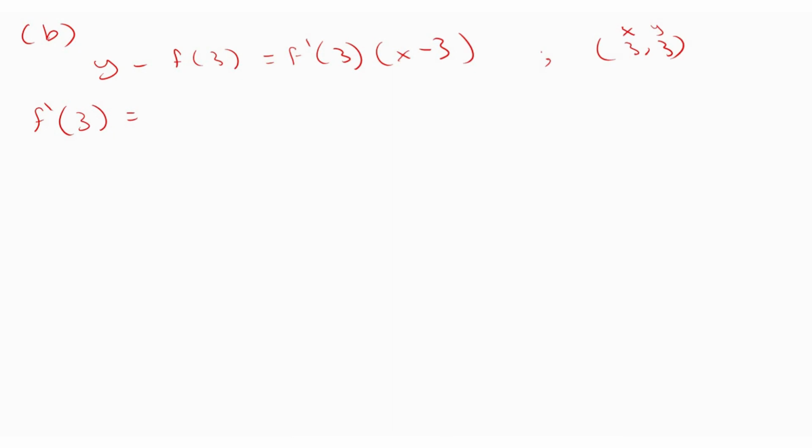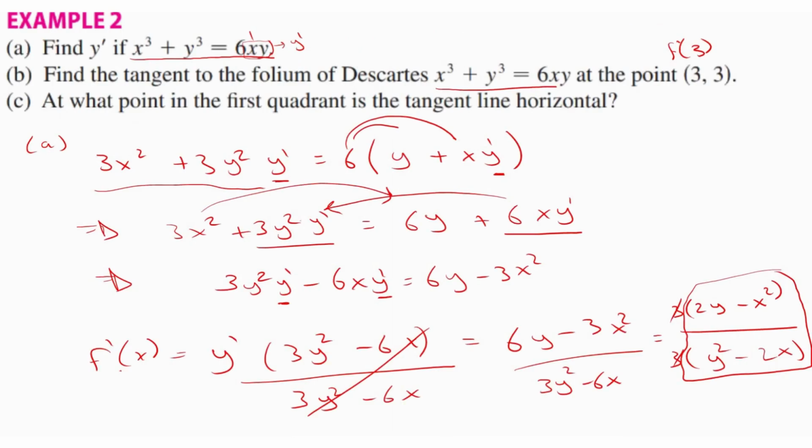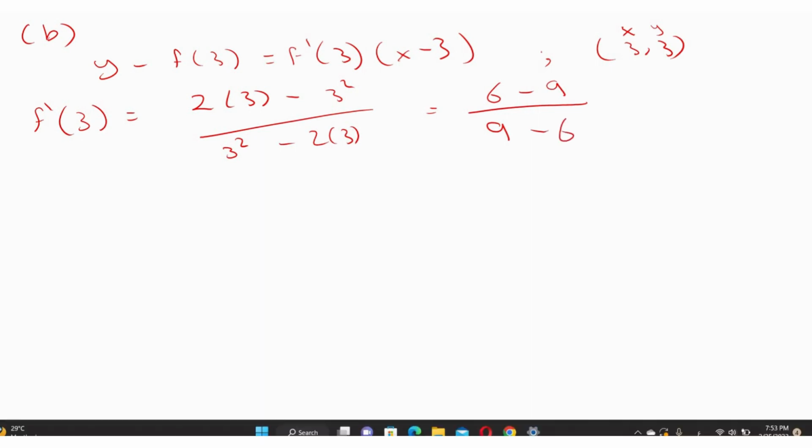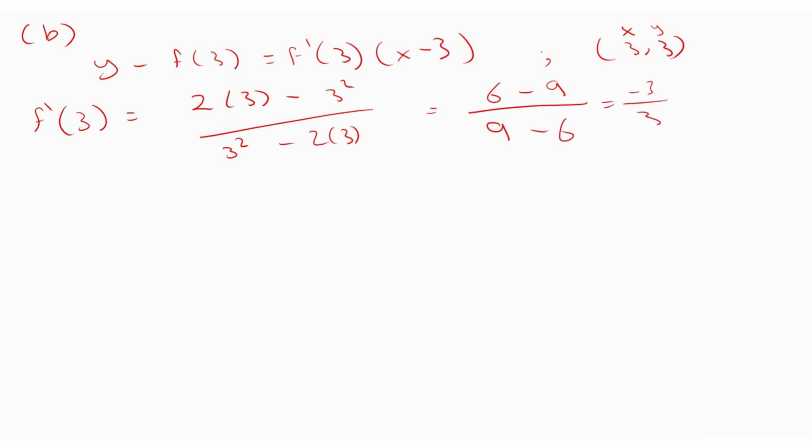So we will use this equation we found here, which is 2y minus x squared over y squared minus 2x. So this will be 2 times 3 minus 3 squared over 3 squared minus 2 times 3. And this will be 6 minus 9 over 9 minus 6. And this will be negative 3 over 3, which is negative 1.